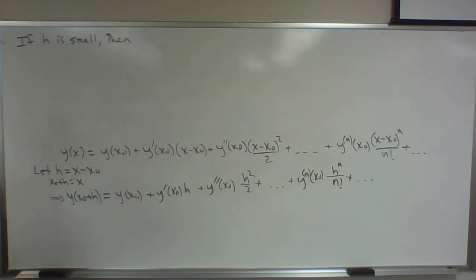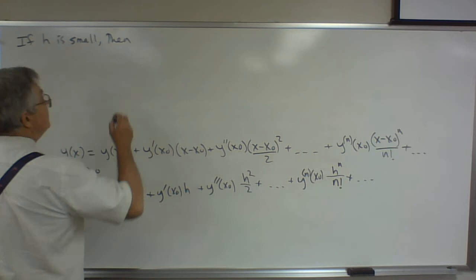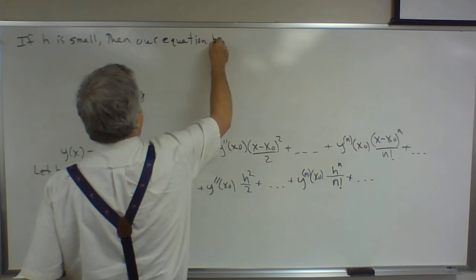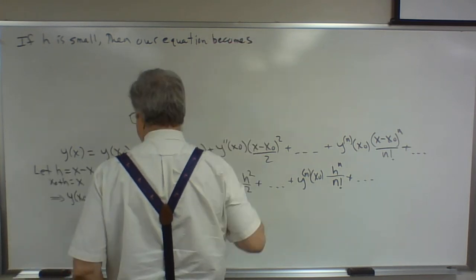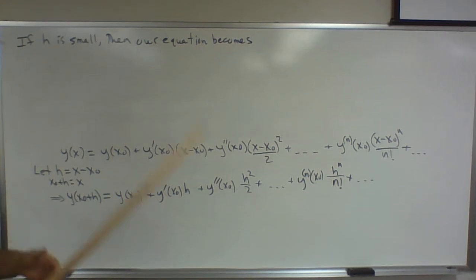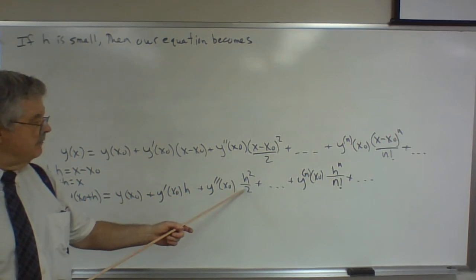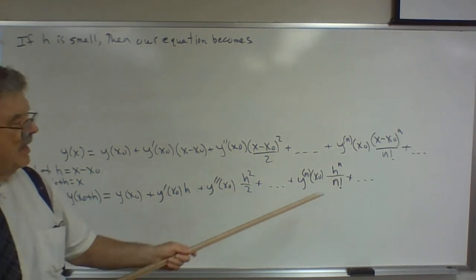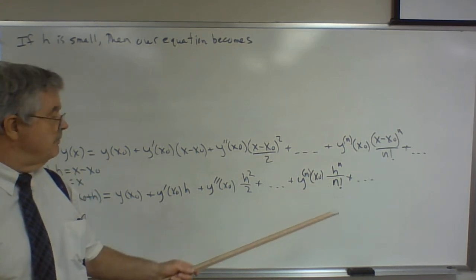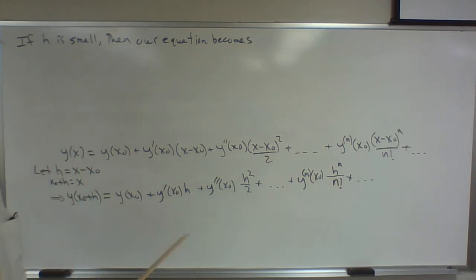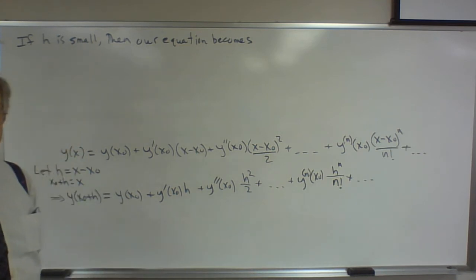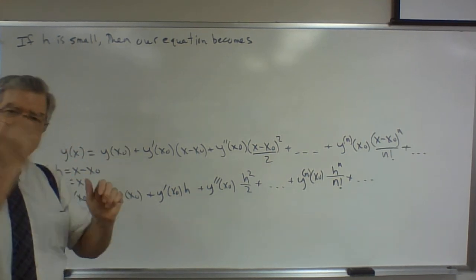Continuing, if h is small, then our equation becomes, well, what does it become? Let's see. If h is small, then h squared is going to be really small, and h to the n over n factorial is going to be really, really small. If h is small, these terms are going to be very small, and we can just lump them together and throw them away.